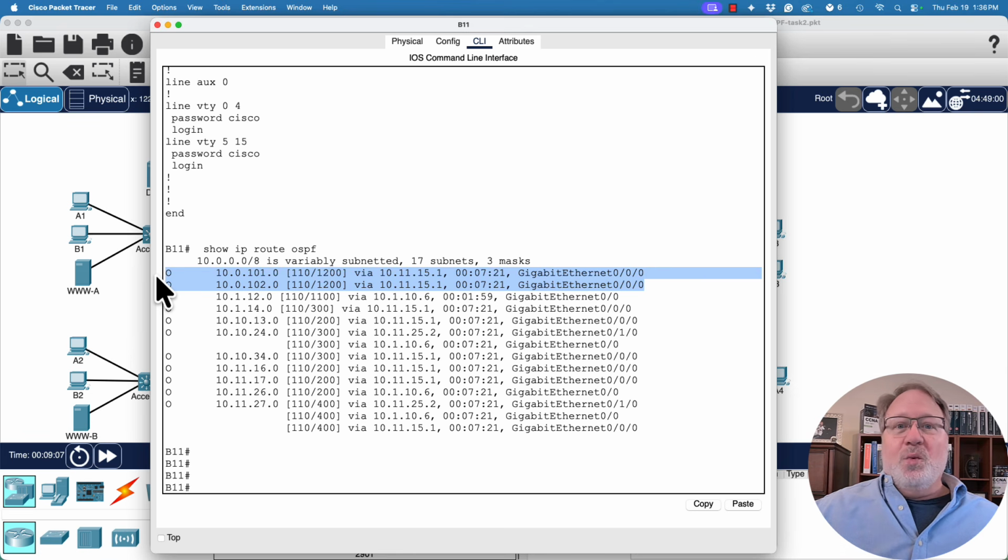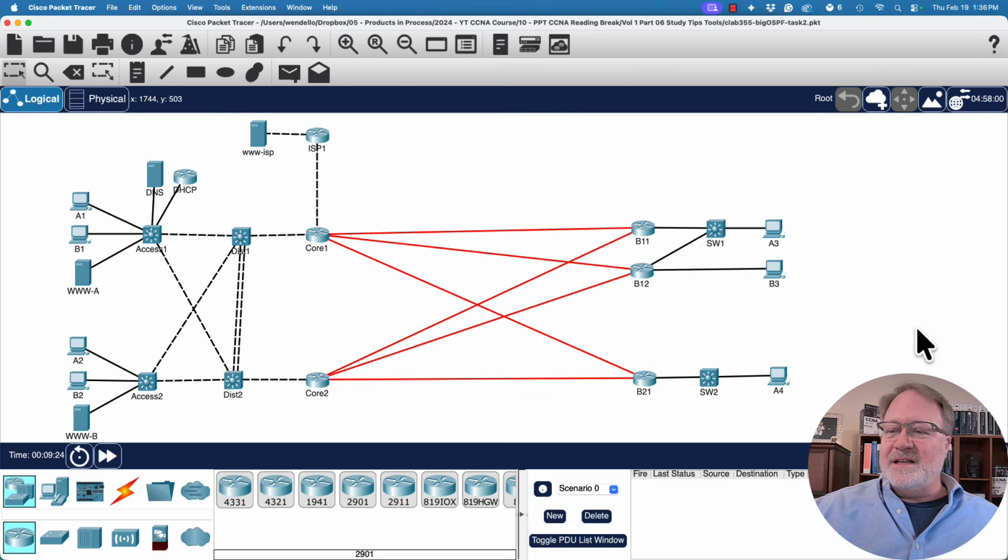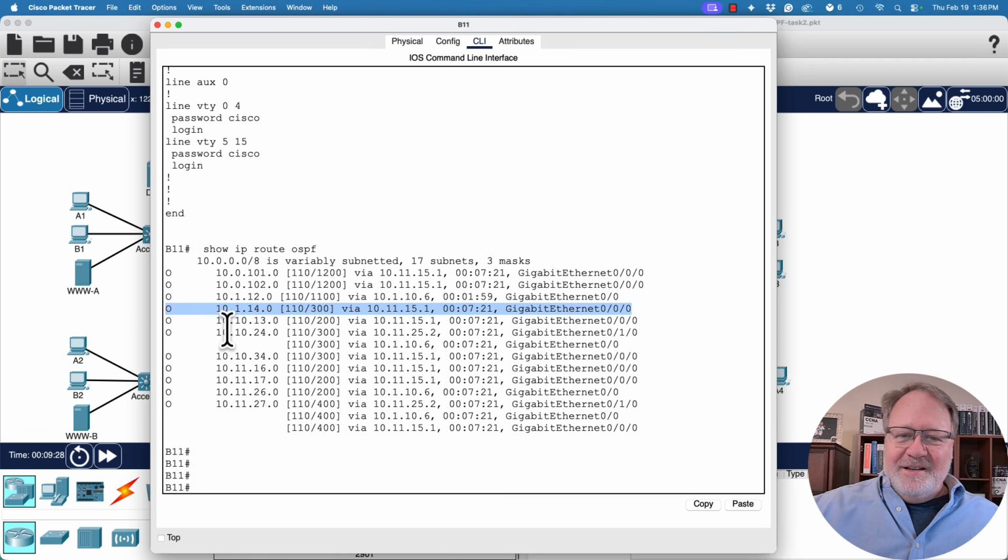Why is that? Well, we increased the metric for the link down there to Core 2, so the route that OSPF chooses is the route that uses Core 1. There's no tie on those metrics, all right? And then if you look around a little bit further, we see this one, 10.1.14.0. That's the subnet that's down here on the bottom right in branch 2. It's one route, one next hop address and outgoing interface, again pointing to router Core 1 at 10.11.15.1.